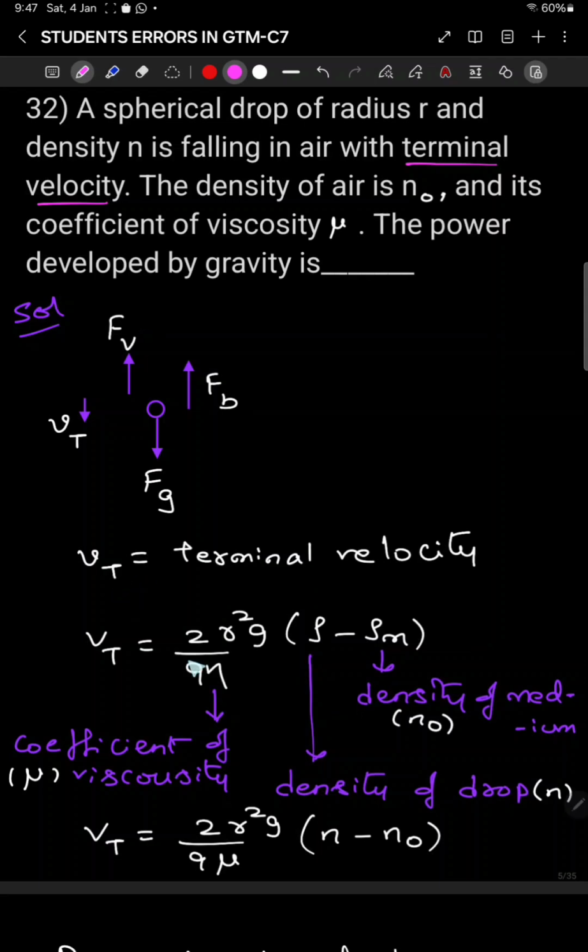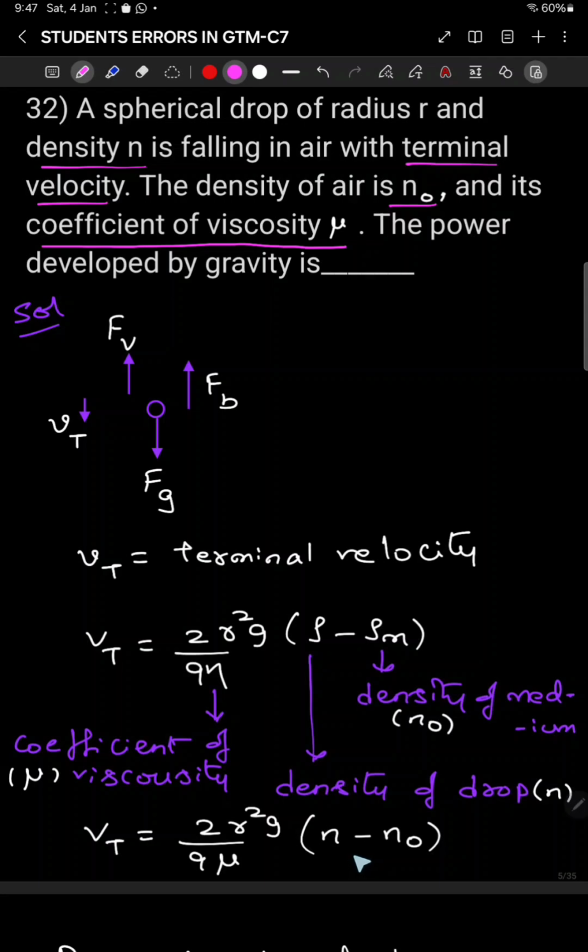Terminal velocity formula is 2 by 9 eta r square g (rho minus rho medium). Rho m is the density of the medium. Here density of the medium is given as n naught. And the density of the drop is given as n. And eta is the coefficient of viscosity, given as mu here. Substitute these values, so you will get terminal velocity.